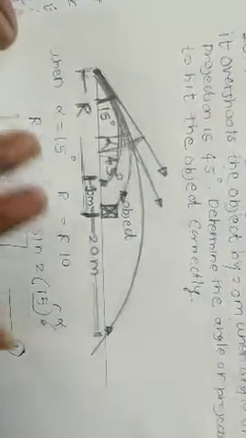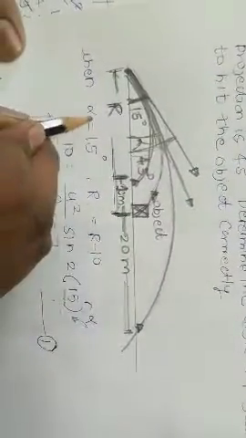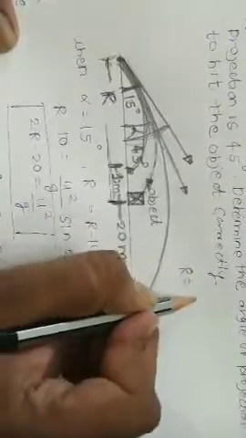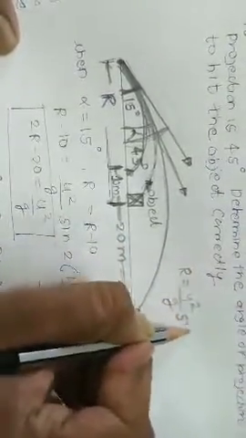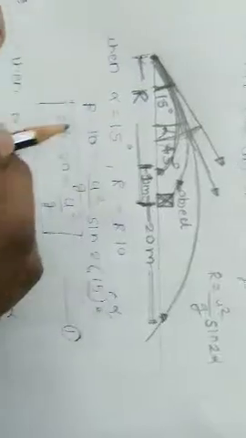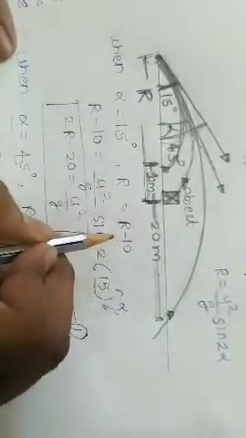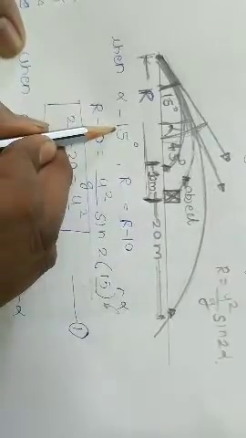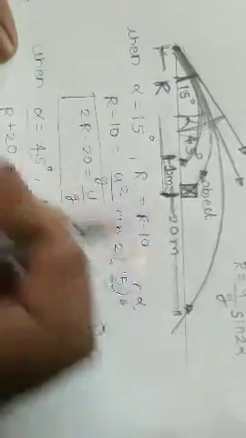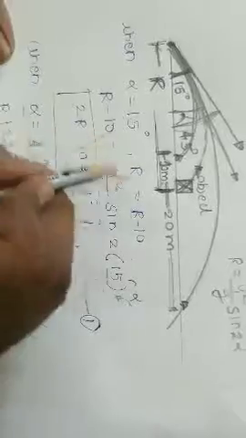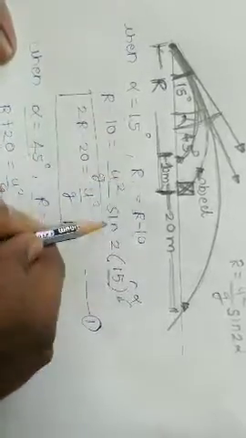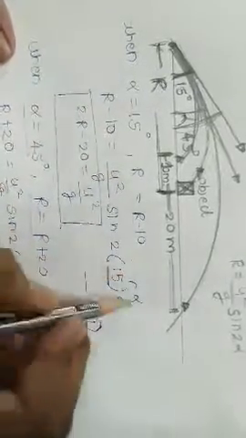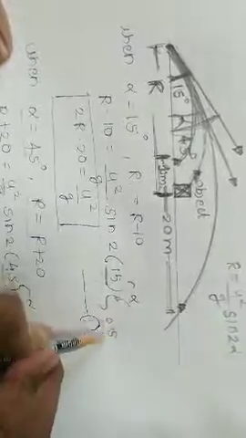Now we'll put it in mathematical form. We know R is equal to u square by g sine 2 alpha. In the first case, the range is shorter by 10 meters, so the range is R minus 10. Alpha is equal to 15 degrees, given. Now we'll put it in the formula. So R minus 10 is equal to u square by g sine 2 alpha. But sine 30 is equal to 0.5, or 1 by 2.